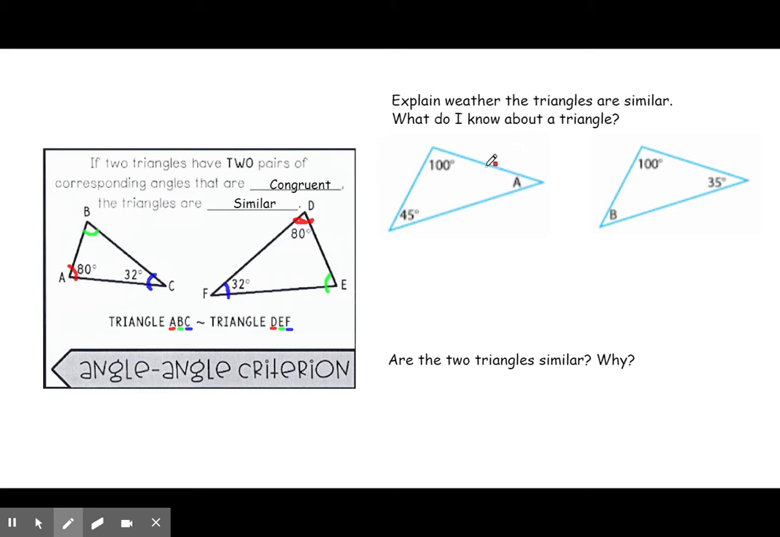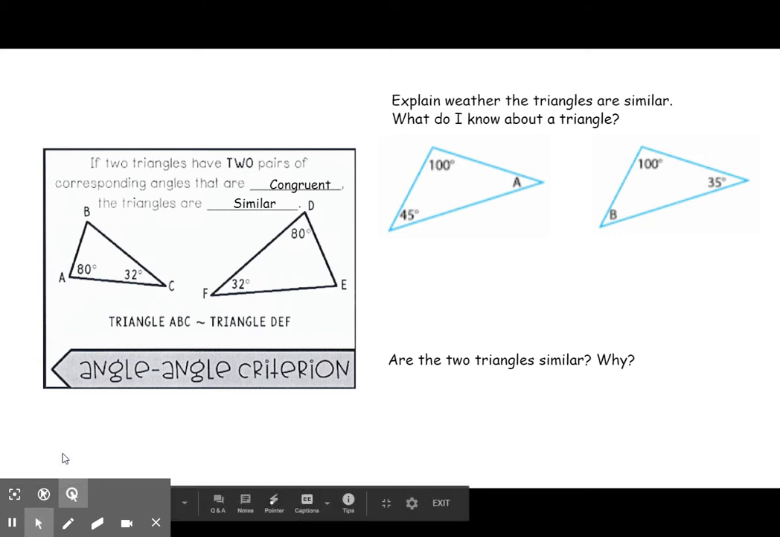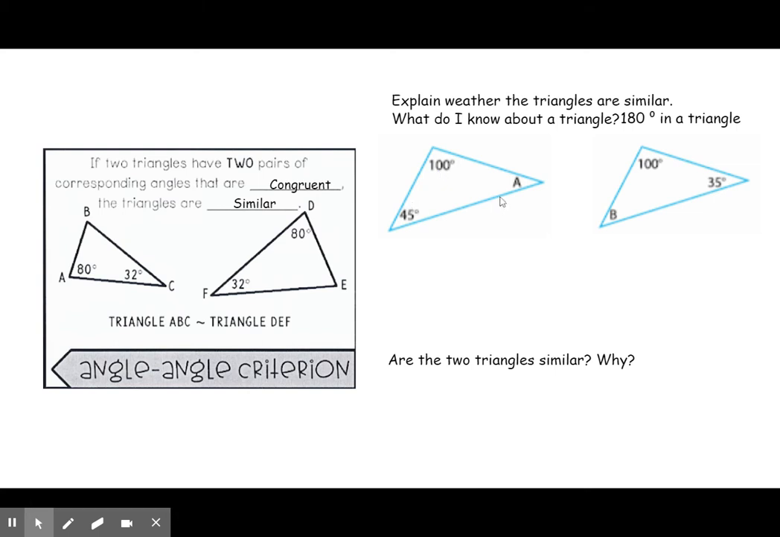The question at the top says, explain whether the triangles are similar. So first, what do we know about triangles? We know that if I take all three interior angles and add them up, we'll get 180. So we want to know, are the two triangles similar and why? I've got two triangles here. It gives me the measurement of two of the angles in each one. So the first thing we need to do is find the measurement of our missing angles.